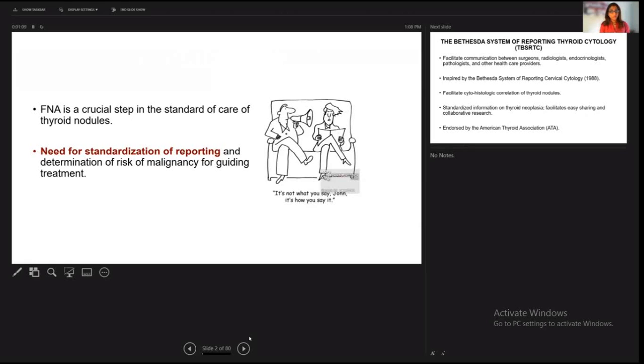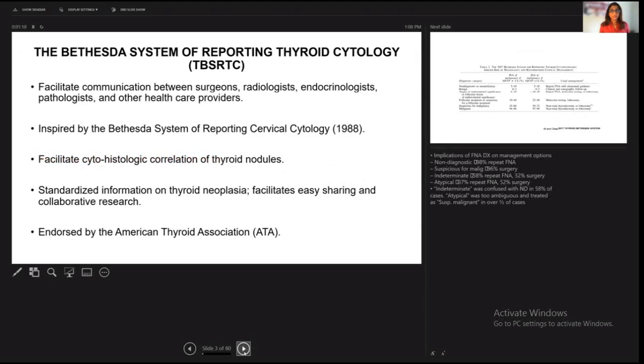And we also know the importance of reporting standards that need to be standardized. And that is the reason why the whole Bethesda system came into existence, to help facilitate that standardization of reporting so that effective communication is maintained between surgeons, radiologists, pathologists, and any other healthcare providers.